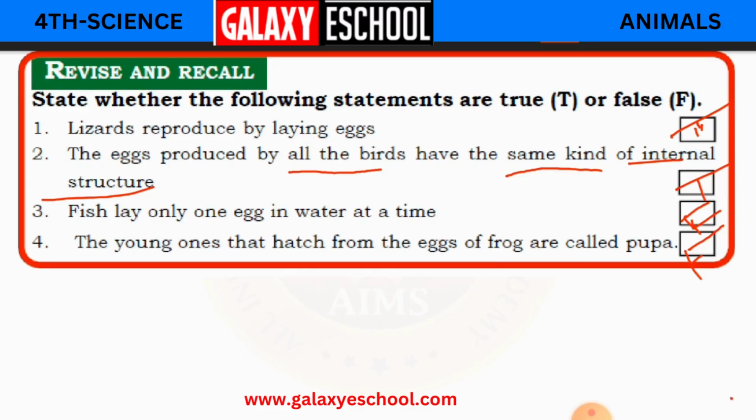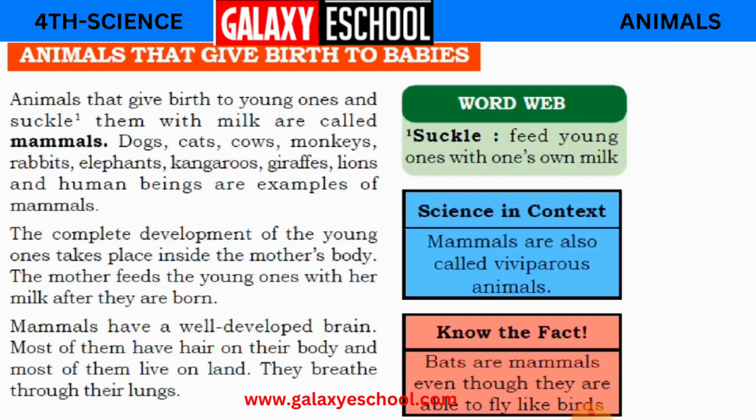Now we'll see about the remaining animals here. Animals that give birth to babies. Until now what we have learnt is which animals produce eggs, which lay eggs and produce the young ones. Here we have already said that some animals directly give birth to babies. Who are they? How do they give birth? We are going to learn now.